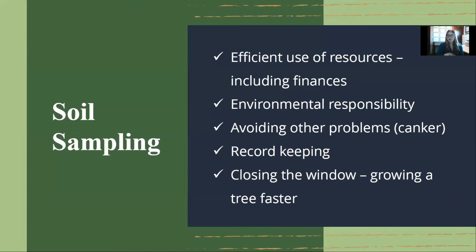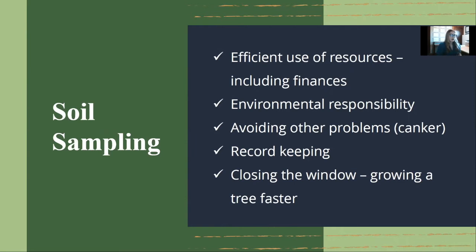Then, avoiding other problems. Sometimes if you get your soil nutrients out of whack, you start to introduce new issues that might not have been there before. One is canker. If you get your nutrients off, you can start to see a lot more canker in your tree lot than you might have alternatively.